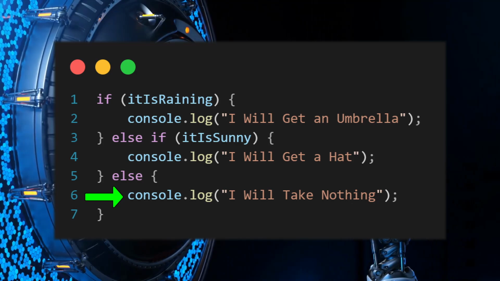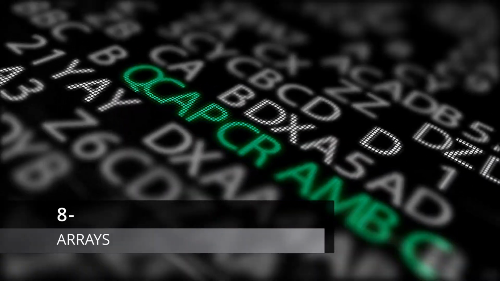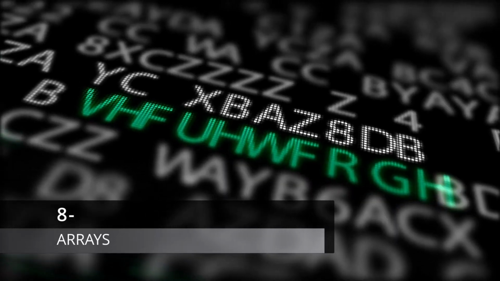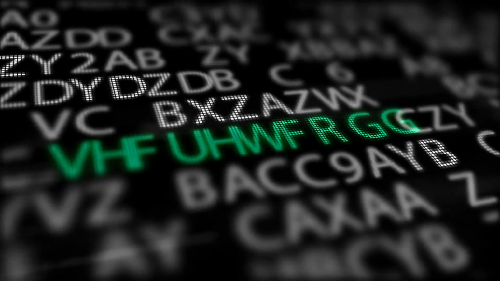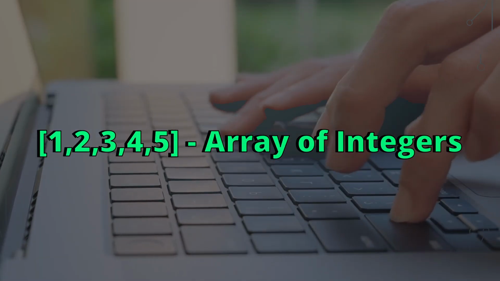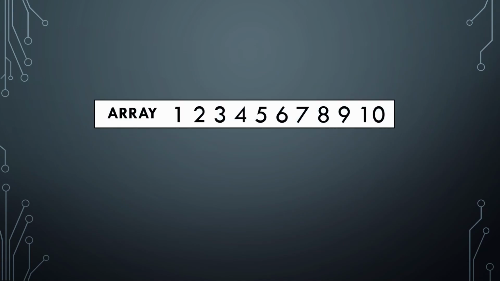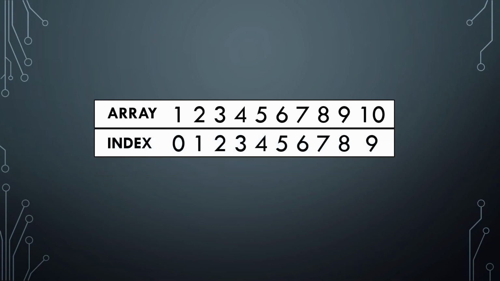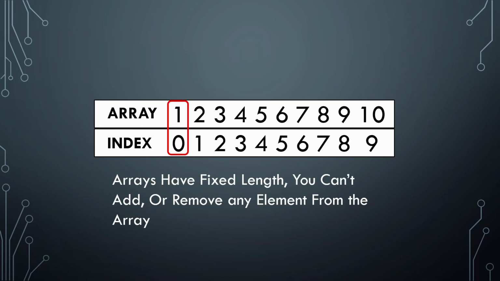We spoke about variables and how they can store a single value. But what if you want to store more than one value? This is where we will use arrays. Arrays are simply lists that can store multiple related data types. Like you can create an array that stores integers from 1 to 10. Also, we can use index values, which represent the position of each element inside the array. For example, number 1 here is at index 0, and in programming we start counting from 0. However, arrays have a fixed length, so once defined, you can't change their size.